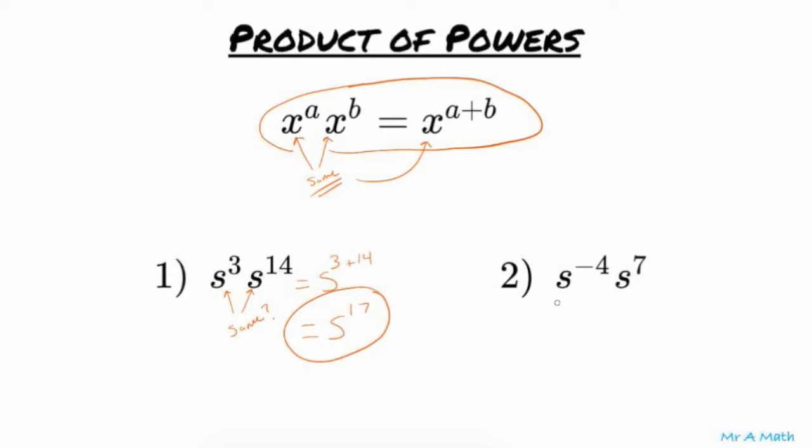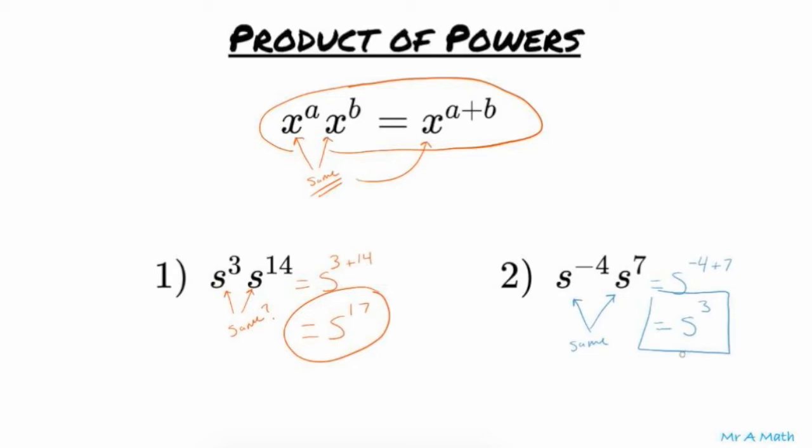So now let's look at this one. First and foremost, I recognize that this is the same base. Both of them have s as their base, and these two are being multiplied together. It's s to the negative 4th times s to the 7th. So this is really s to the negative 4 plus 7 power. And we can simplify that down, because what's negative 4 plus 7? Well, that's just 3. So my answer is s to the third power.